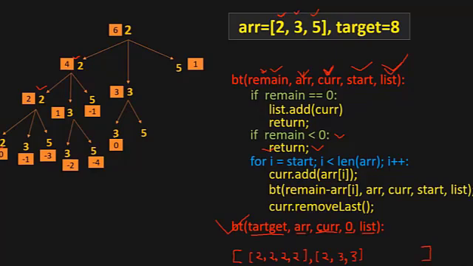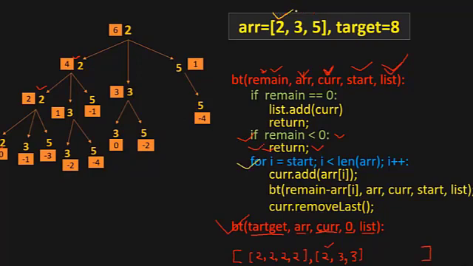So let's add this path because this path is a combination: 2, 3, 3. Then let's calculate remain for 5. 3 minus 5 is minus 2. So we found a negative, so we'll exit. Then for 5, we have only one choice. We can choose 5. If we choose 5, then let's calculate remain. So 1 minus 5 is minus 4. This is a negative number. So we'll exit. So we're done for the first iteration of this for loop.